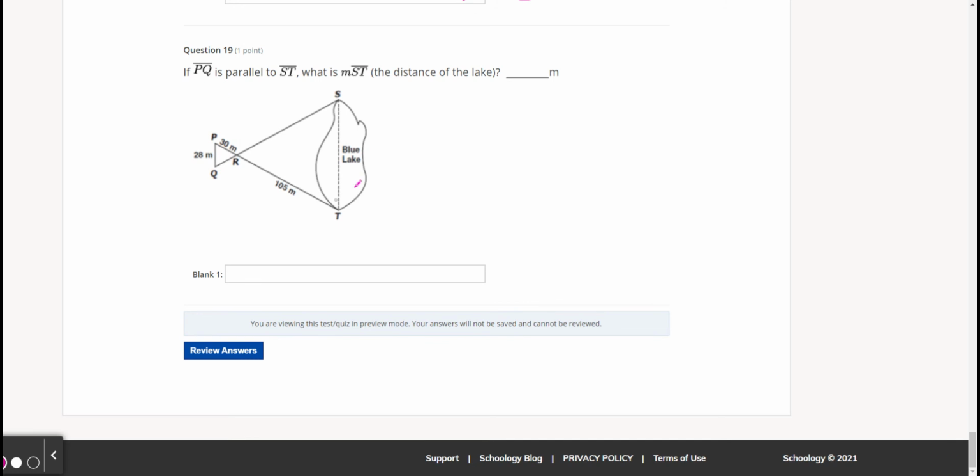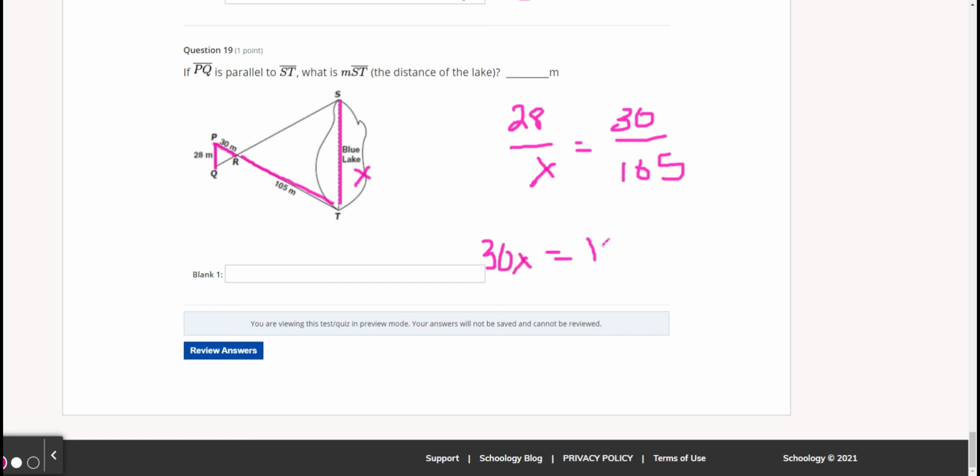There is a word problem on the test. It doesn't look like this lake. It looks a little bit different, but it's the same principle. So if I know that 28 and the length of the lake go together, and the 28 and the 30 are in the same triangle, they have to go together, and the 105 and the lake are in the same triangle, they have to go together. Okay? So it's all about setting up this proportion. And then it's just 30x equals whatever 105 times 28 is.